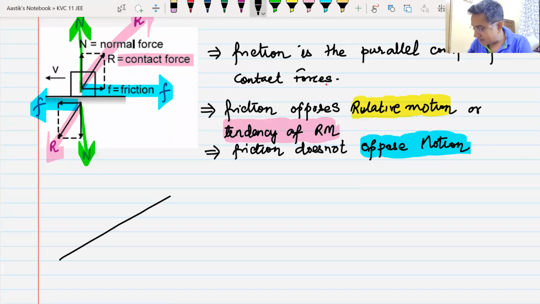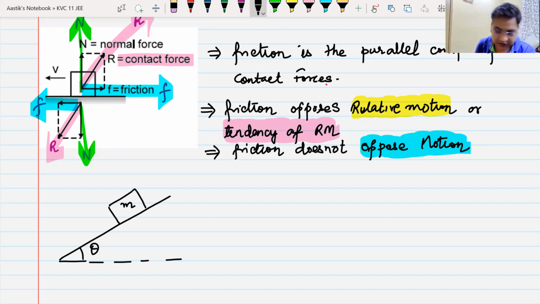For example, I have this inclined plane, which is inclined at an angle of theta, and it is very rough. It is very rough and you have a very heavy block kept on the top of this. But many times you will find that this block does not move.